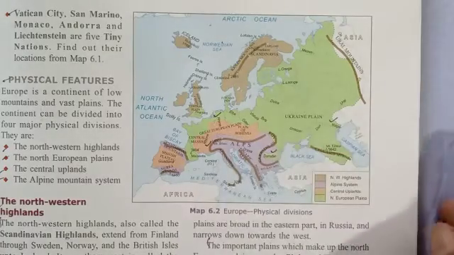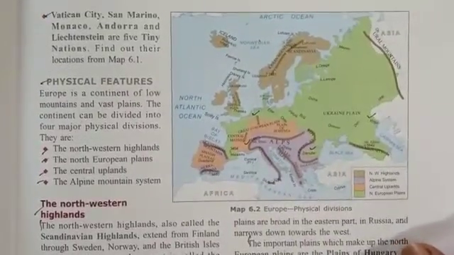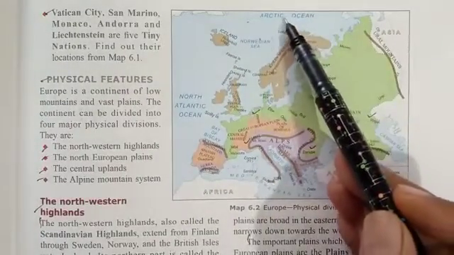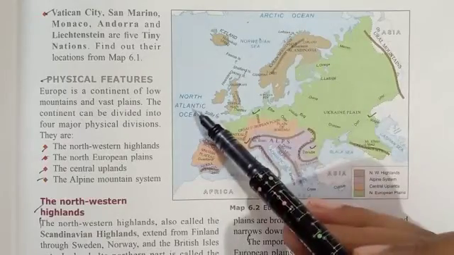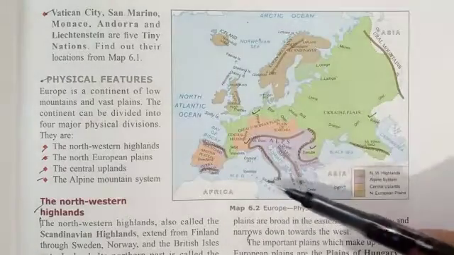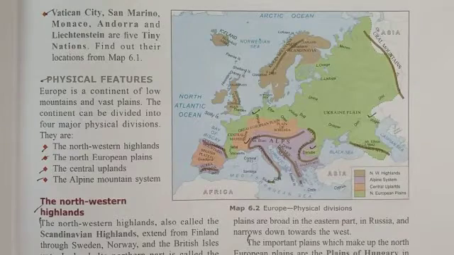Now, the three important water bodies by which Europe is surrounded are the Arctic Ocean in the north, the Atlantic Ocean in the west, and the Mediterranean Sea in the south. This is the information we get when we study the physical features map of Europe.